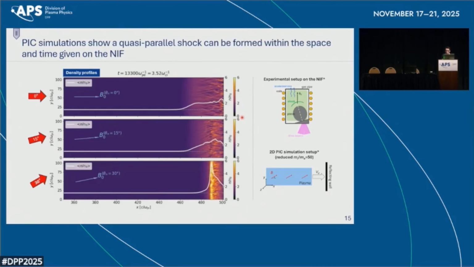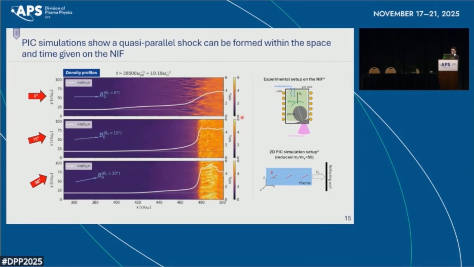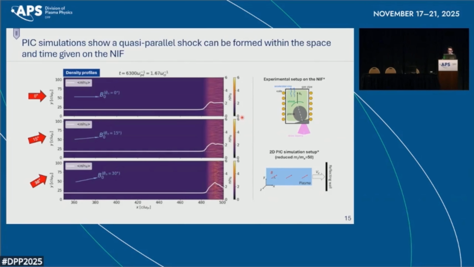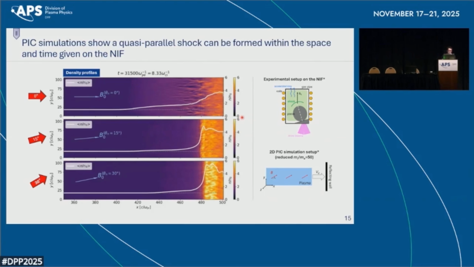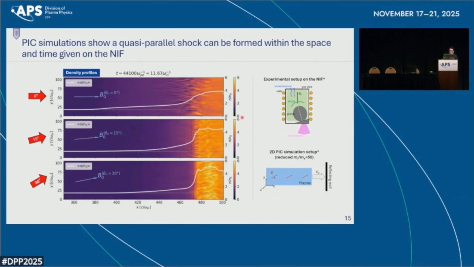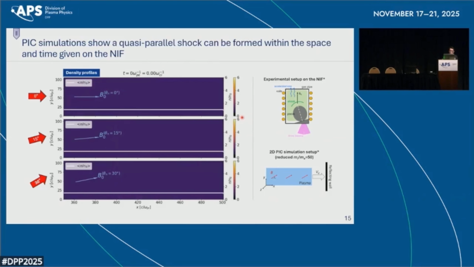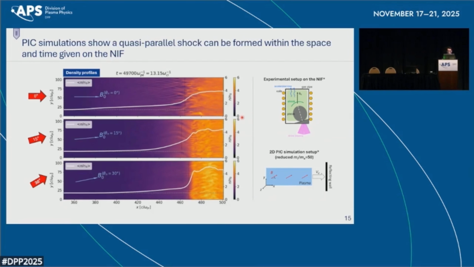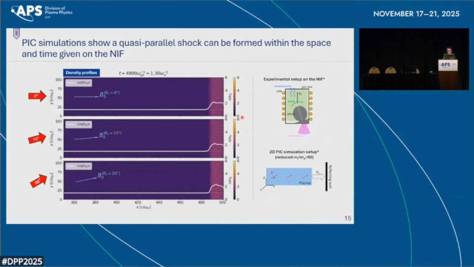Here I'm showing you movies of our quasi-parallel shock simulation with 3 different shock angles. I have 0 degree, 15 degree, and 30 degree here. The good news is that our PIC simulation confirms that a quasi-parallel shock can be formed within the space and time given on the NIF. From here you can see some difference between different shocks. Apparently, shocks take longer to form at smaller angles.